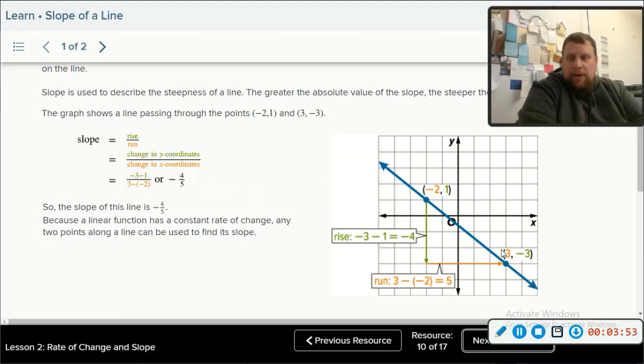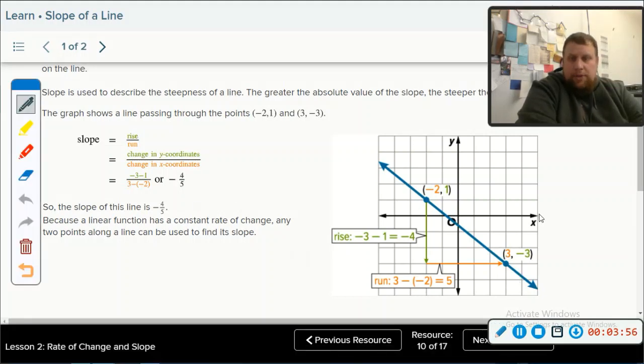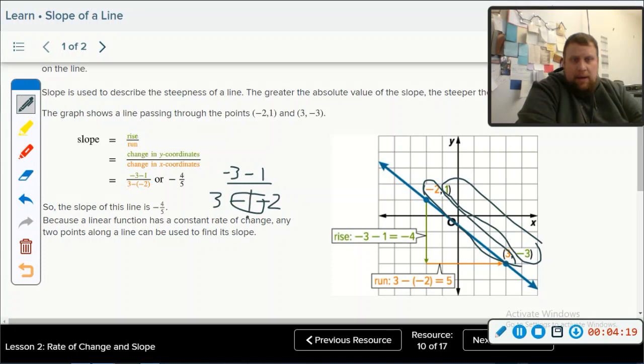In this case, if I pick 2 points, notice what I can do. I'm just going to take my y values. So I've got 1 and negative 3, and I'm going to write negative 3 minus 1 over, and then I'm going to take my 3 and my negative 2, over 3 minus negative 2. So I've got negative 3 minus 1, and I also have 3 minus a negative 2. Now what can I do with a minus negative? That becomes a plus. So negative 3 minus 1 is negative 4, and 3 plus 2 is 5.